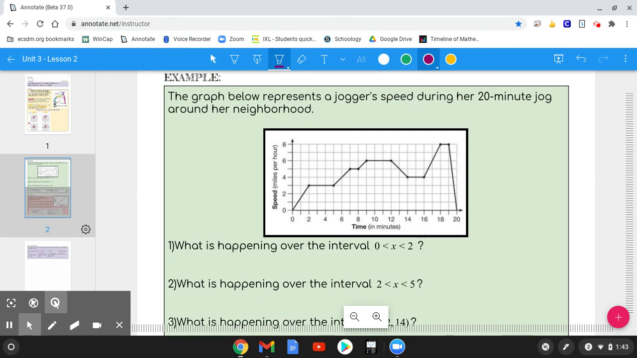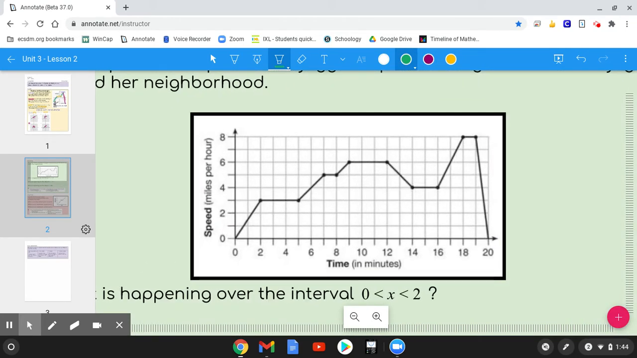The graph below represents a jogger's speed during her 20-minute jog around her neighborhood. So take note of where things are increasing, where the graph is going up, where the graph is decreasing, it's going down, and where it's remaining constant, it's a flat line. What is happening over the interval 0 to 2? Notice this says x is somewhere between 0 and 2. X means we're going to look at the x-axis between 0 and 2. So let's hone in here.